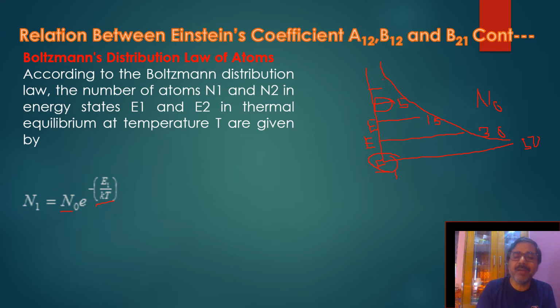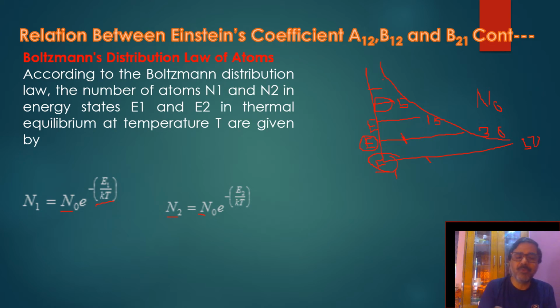Similarly, if I am asking what will be the number of the atoms in the second energy state E2, the number of the atoms in E2 will be N2, and N2 will equal N0 exponential minus E2 by KT, because its energy is E2, right? Here the energy is E1, which I have already shown you. So N2 is equal to N0 e to the power minus E2 by KT, where N0 is your total number of the atoms.